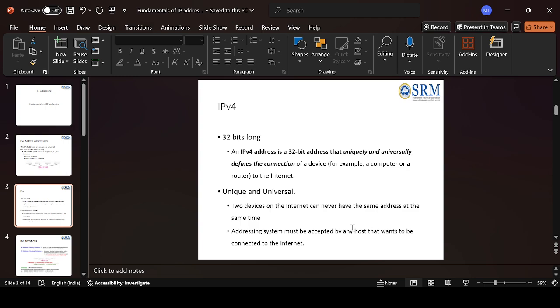Coming to IPv4, it is a 32-bit address that uniquely identifies a node in the network. For example, if you want to identify a system in the network or on the internet, you can identify this node by means of an IP address. So two devices on the internet can never have the same address at the same time. The addressing system must be accepted by any host that wants to be connected to the internet.